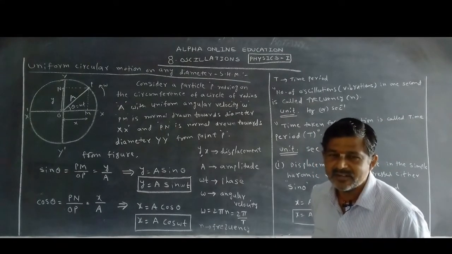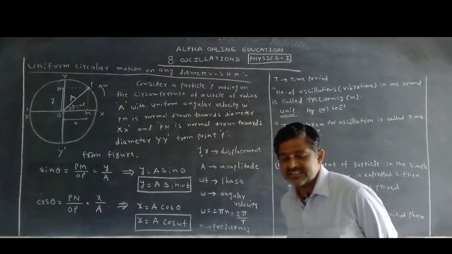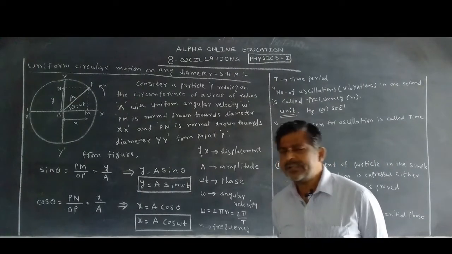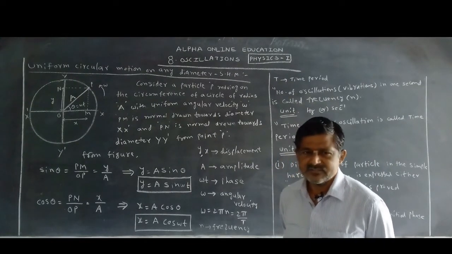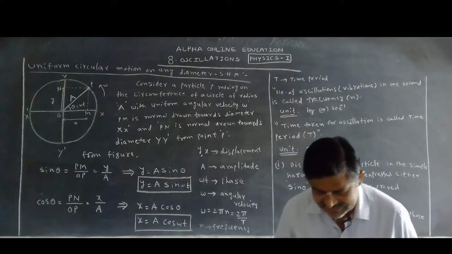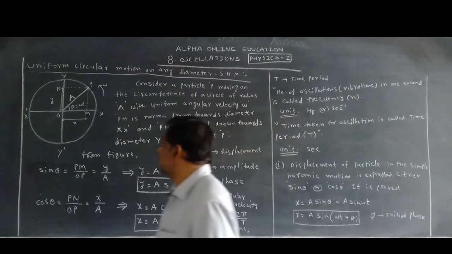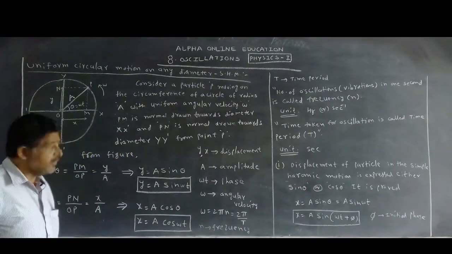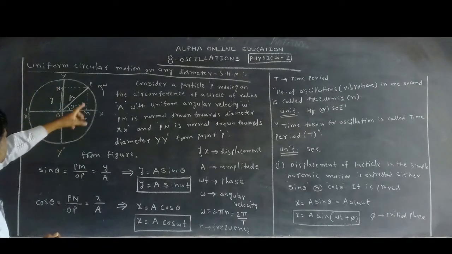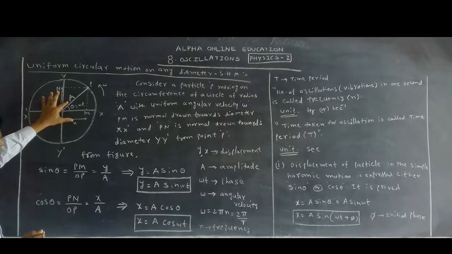But in simple harmonic motion, we know that displacement must be expressed either as sin theta or cos theta. Anyone you take, either sin or cos, that is our wish. Now, how do we show that? Let us see the board, and very important, all of you must record this. First, we take one circle. Its radius, you take capital A.